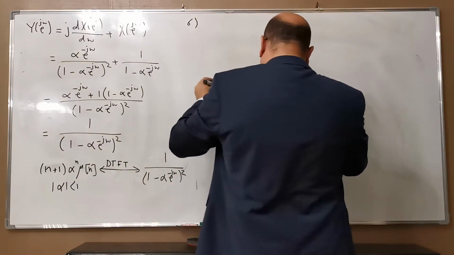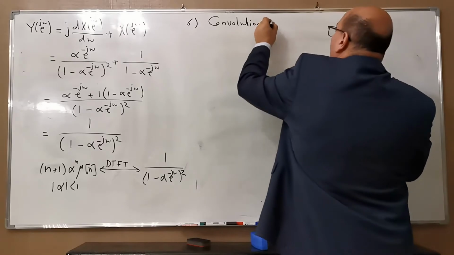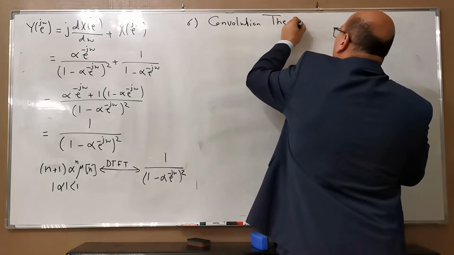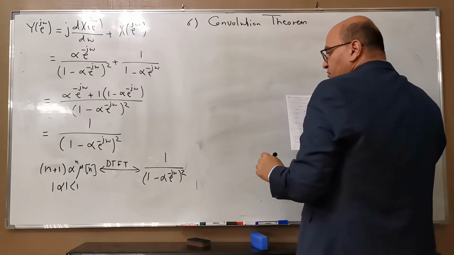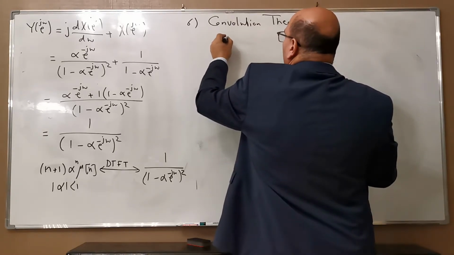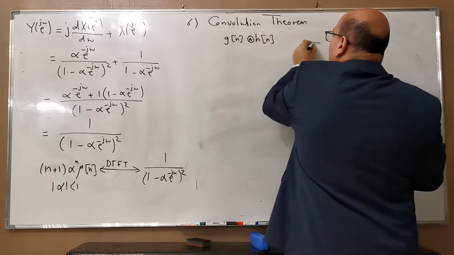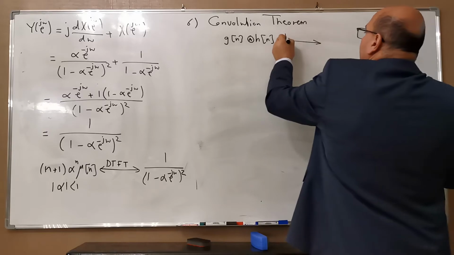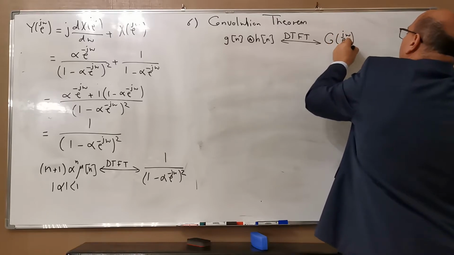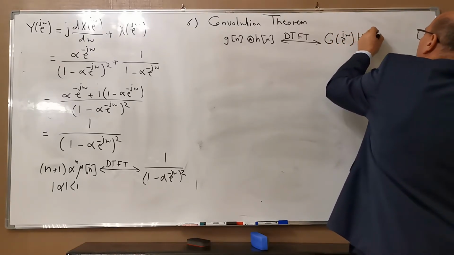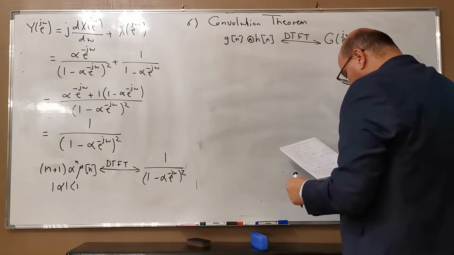Property number 6 is the convolution theorem. And this is really one of the most important theorems in Fourier transform because it makes convolution very easy in the frequency domain. g[n] convolved with h[n] in the time domain is only multiplication in the frequency domain. So this is G(e^(jω)) times H(e^(jω)). So convolution in the time domain is multiplication in the frequency domain.